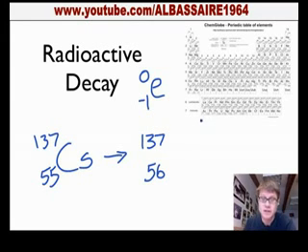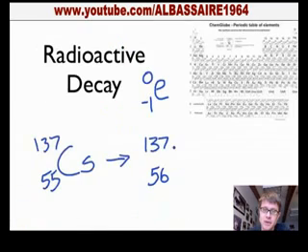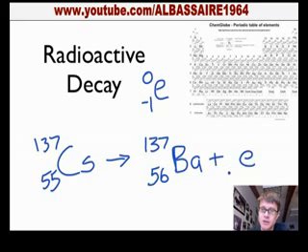So what does this become? Well, we'd have to find cesium on here. Cesium is 55. Okay, so here's cesium right here. Cesium is 55 on the periodic table, but since we're gaining 1 proton, that actually becomes barium. And so this is going to become barium-137 plus that electron, which has a -1 charge and no mass. We call this beta minus decay.